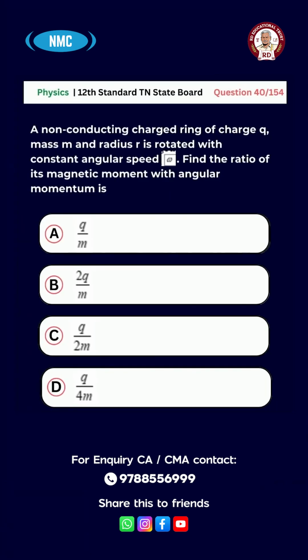Question number 40. A non-conducting charged ring carrying a charge of Q, mass M, and radius r is rotated about its axis with constant angular speed omega. Find the ratio of its magnetic moment to angular momentum. Option A, Q by M; B, 2Q by M; C, Q by 2M; D, Q by 4M. And the right answer is option C, Q by 2M.